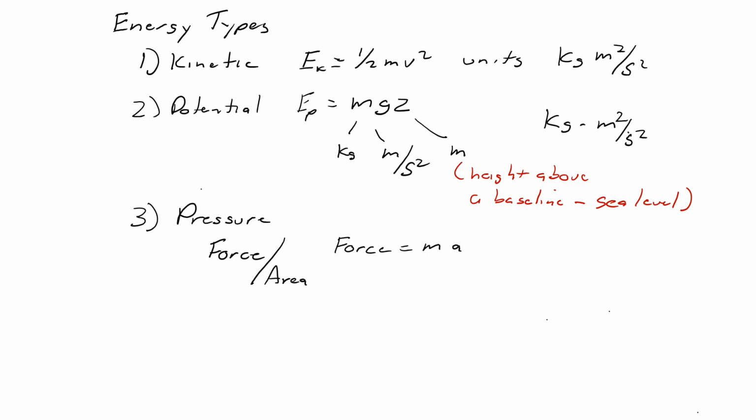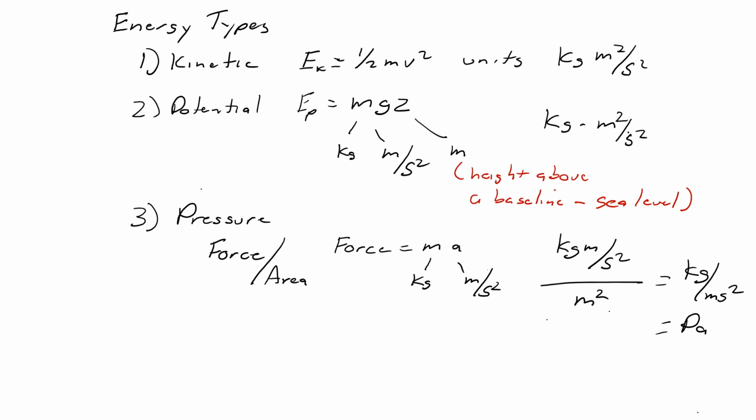Force equals mass times acceleration. Mass is in kilograms, acceleration is meters per second squared. That unit is a Newton, so our unit of pressure is kilograms per meter second squared over our area, which is in square meters. And you end up with kilogram per meter second squared, which is also a Pascal. If you've had me, we've gone through this before.